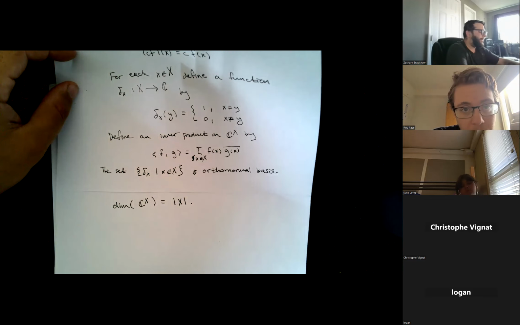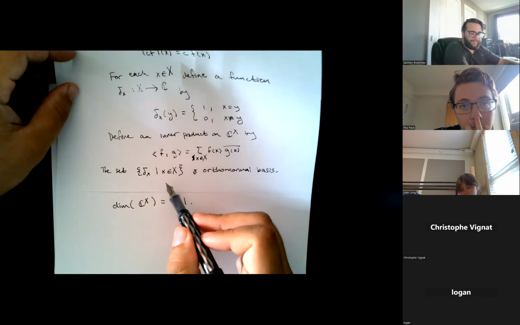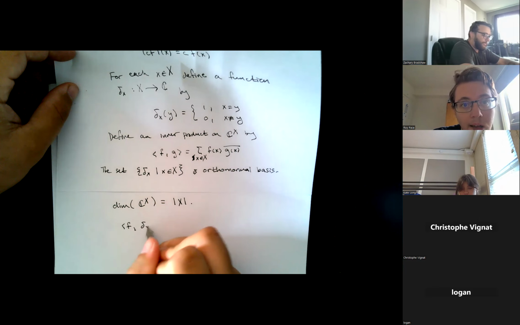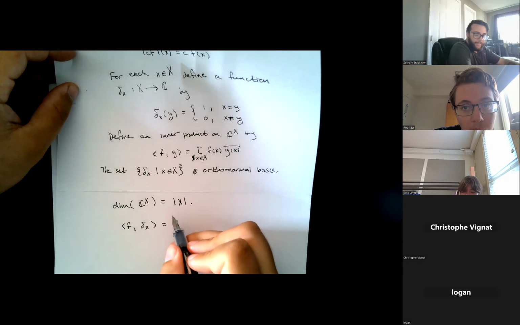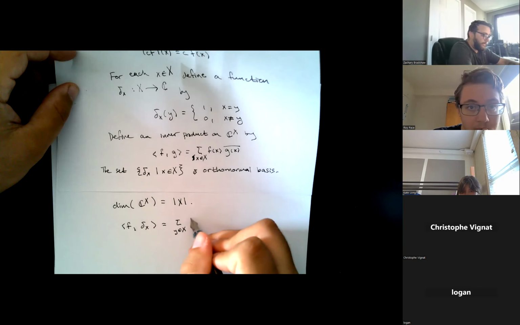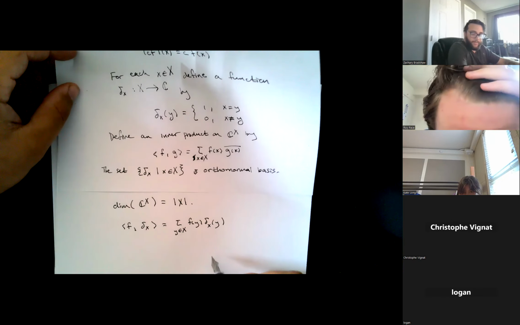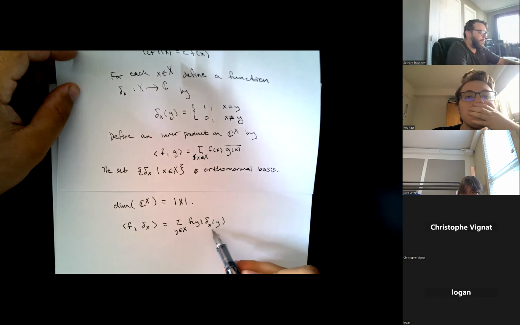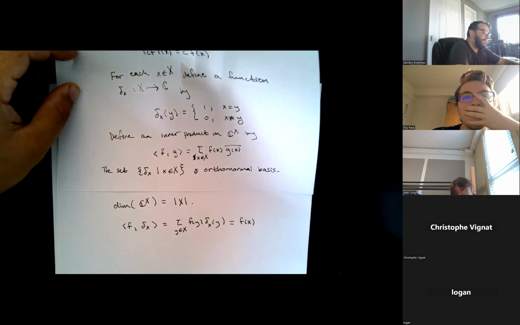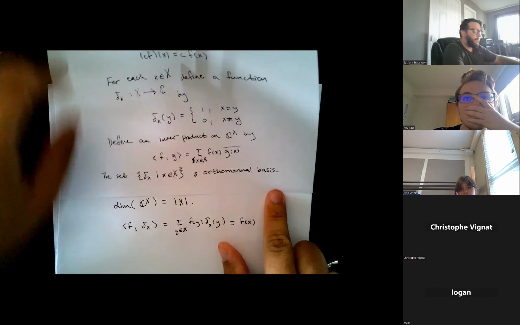So maybe I should say a little more here about why this thing's an orthonormal basis. We can check this. It's pretty quick. So if you take the inner product of f with delta_x, then this is the sum over y in X of f(y) delta_x(y). Now delta_x(y) is 0 except for when x equals y. So the only term that survives is f(x).